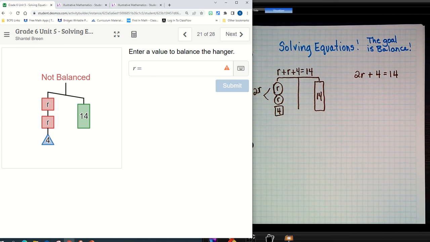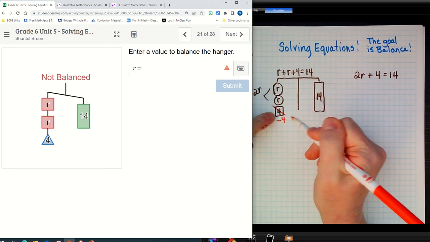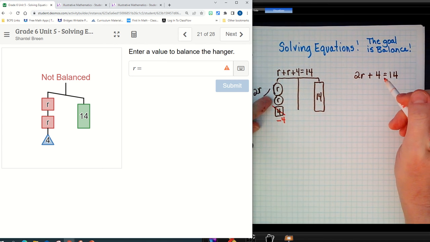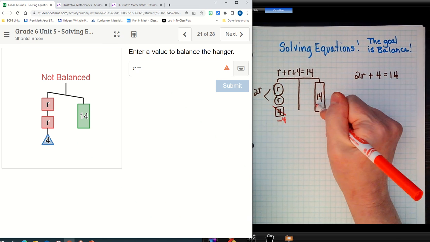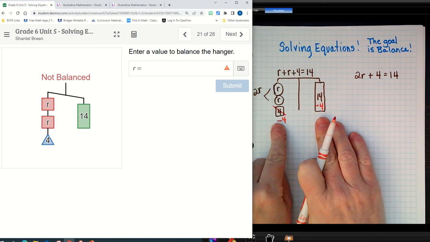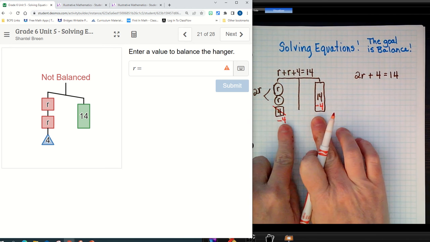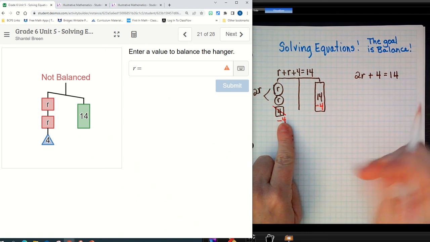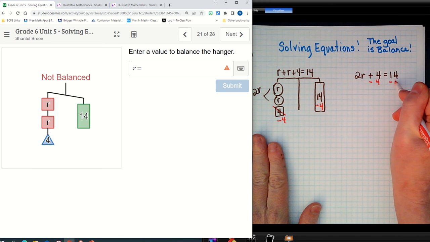All right, so just like we did in the last video, we have to keep our scale balanced. We have to balance it out. So I'm going to take 4 off my scale. I can take 4 off my scale because I'm trying to figure out what these R's are. So if I take my 4 off the scale, I'm also going to take my 4 off the other side. Remember the balance, we're trying to keep that equality property. What we do to one side, we have to do to the other. So if I subtract 4 from both sides, I'm keeping my scale balanced. I take 4 off, take 4 off.